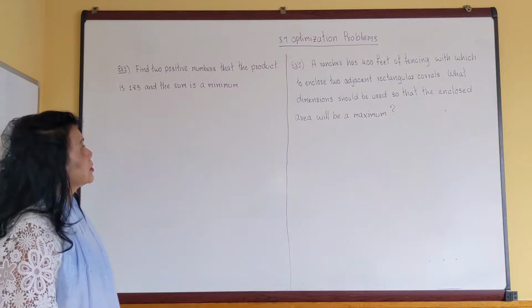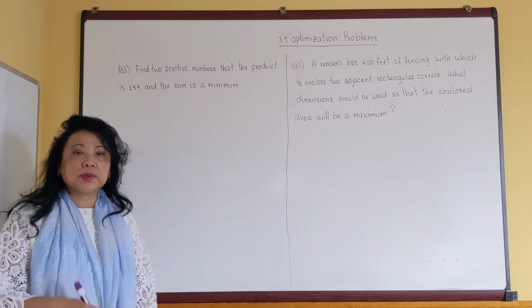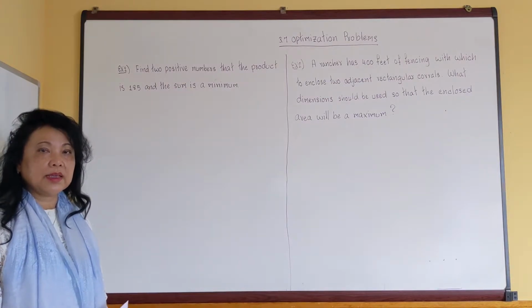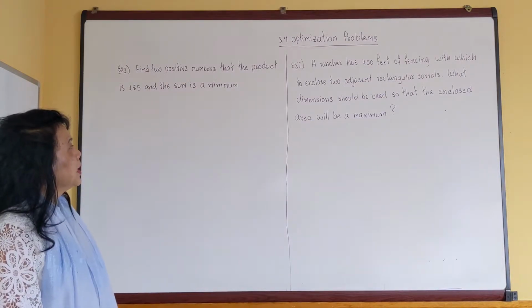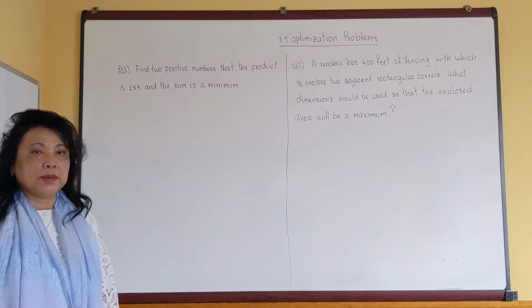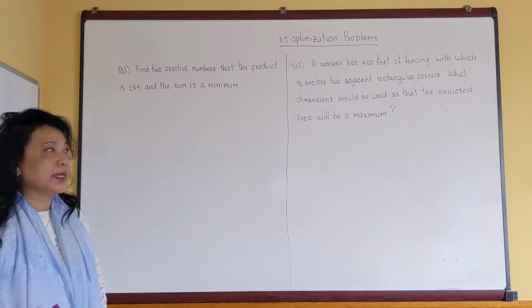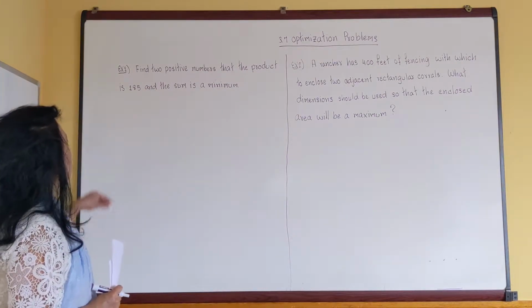Section 3.7 is optimization problems. These are all word problems, and they're going to ask you for either a maximum or a minimum. So you might have to read the question again and again several times. Alright, let's look at the first example.